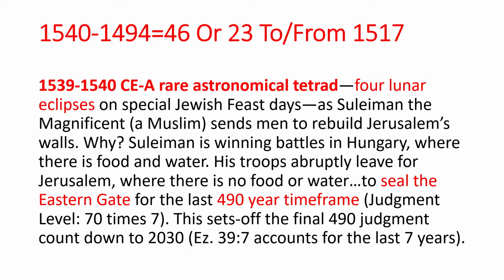Why? Suleiman is winning battles in Hungary, where there's food and water, and his troops abruptly leave for Jerusalem, where there was no food or water, to seal the Eastern Gate for the last 490-year time frame. Yes, he had an appointment from God. Lions were sent to him in these dreams to seal the Eastern Gate for the last 490-year time frame. And so remember, the 490 is 70 times 7. It's a vow that sets off the final 490-year time frame that leads us down to 2030. And Ezekiel 39:7 accounts for the last 7 years that will factor in either before or after 2030.